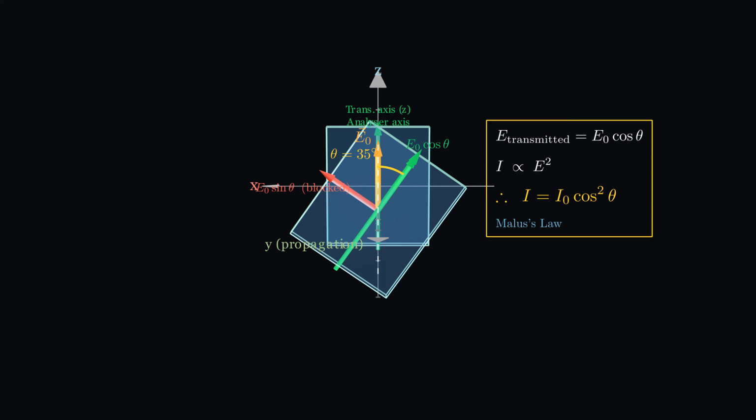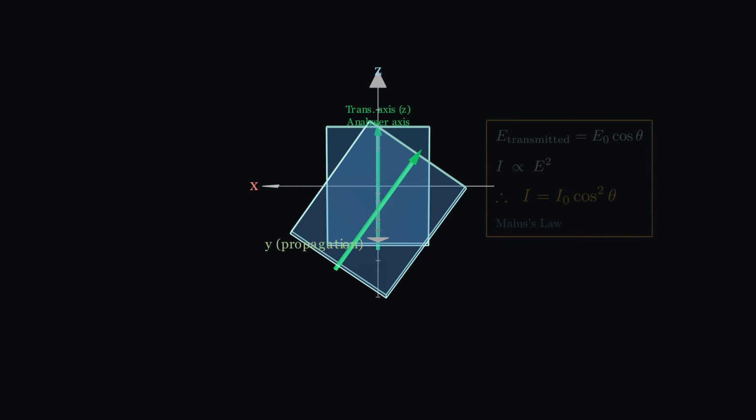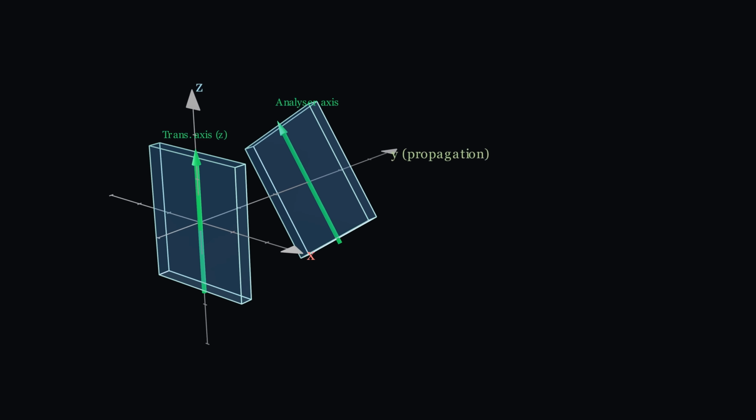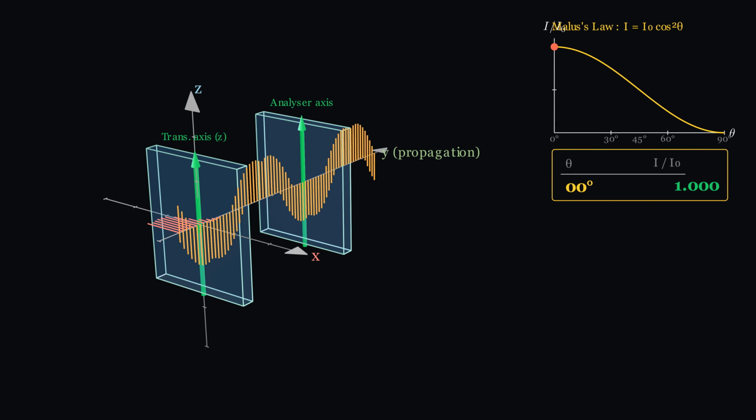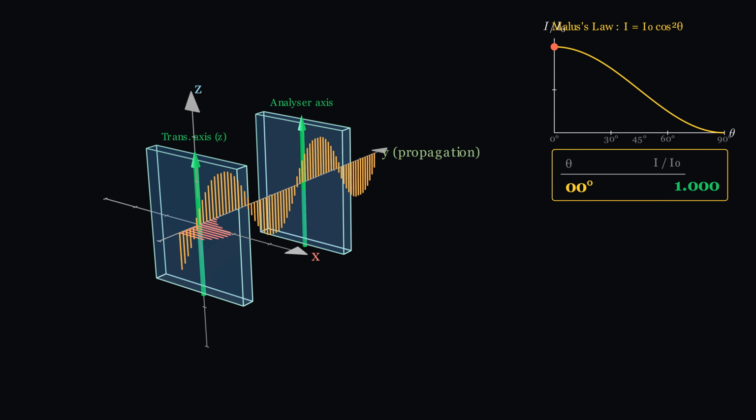We clear the vector diagram and open the Malus graph. The graph plots normalized intensity I over I0 against the angle θ. A live table tracks the values. The red dot moves along the cosine squared curve as we rotate the Analyser.